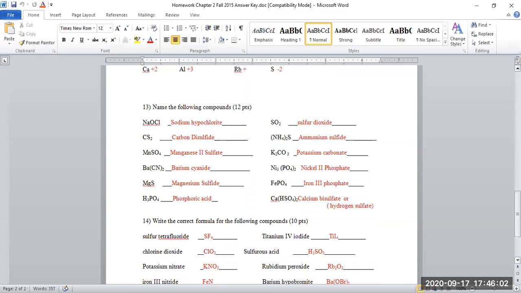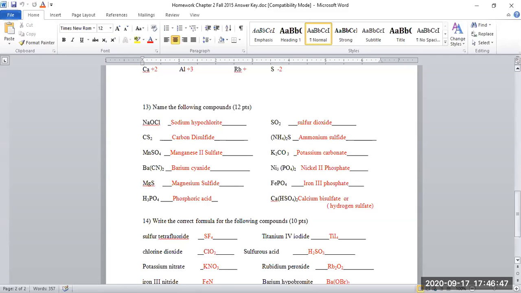Keeping in mind that OCl is a polyatomic by itself, so it becomes sodium hypochlorite. We've got carbon disulfide. You are allowed to use the di because both of them are nonmetals. A number of people chose the wrong element name for Mn. Mn is not magnesium. Mn is manganese. And it must have a Roman numeral because it is a transition metal. Manganese 2. Barium cyanide. CN is your cyanide, polyatomic.